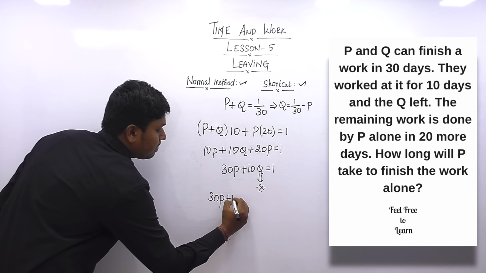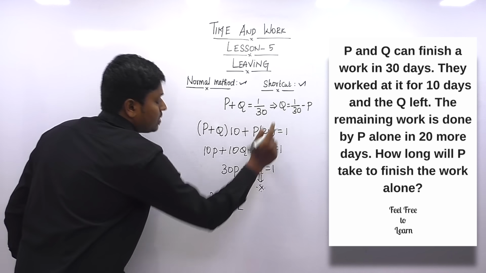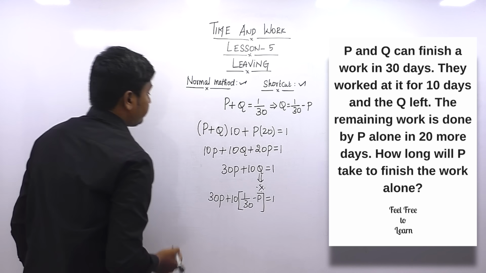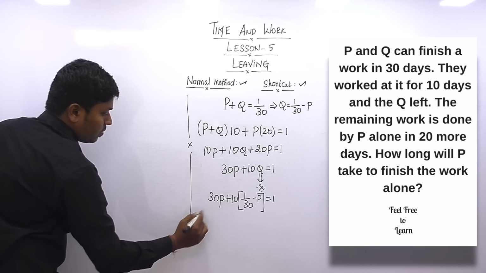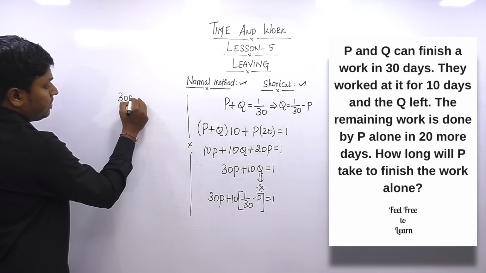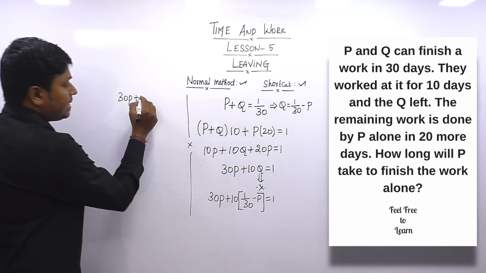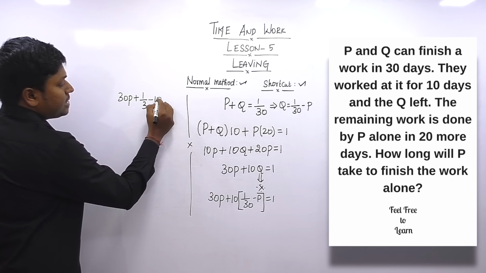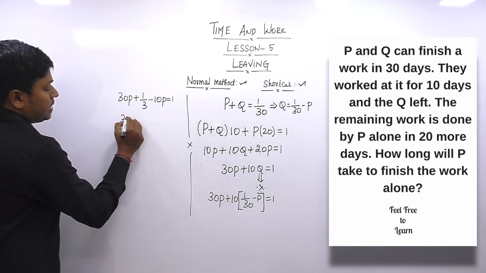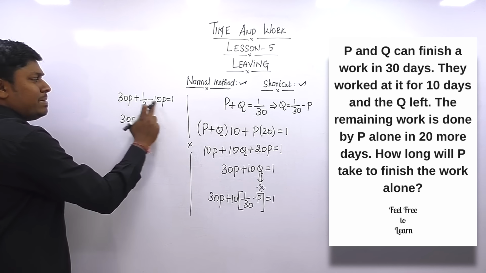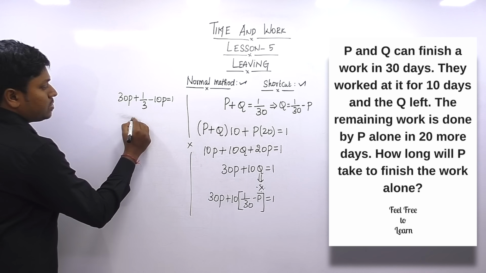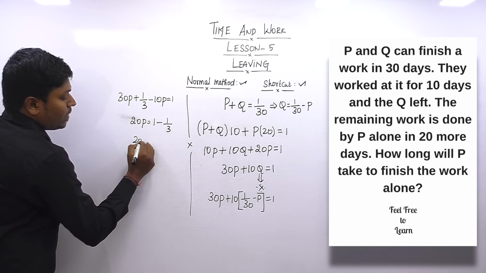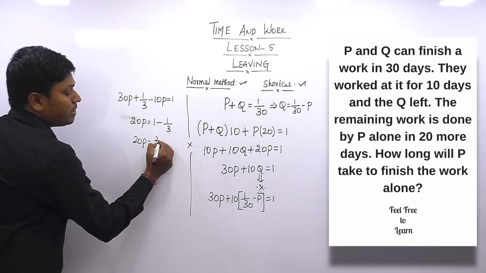Now substitute for Q. So 30P plus 10 into Q, where Q is equal to 1 by 30 minus P, is equal to 1. This can be written as 30P plus, multiplying the 10 inside, 10 by 30 which is 1 by 3, and 10 into minus P which is minus 10P, is equal to 1. So 30P minus 10P is 20P, right? So 20P is equal to 1 minus 1 by 3, which is 2 by 3.